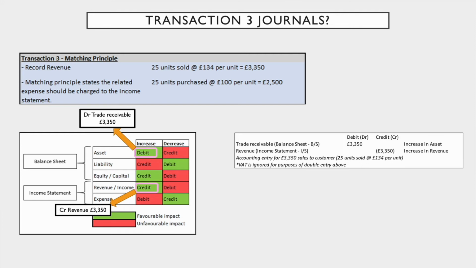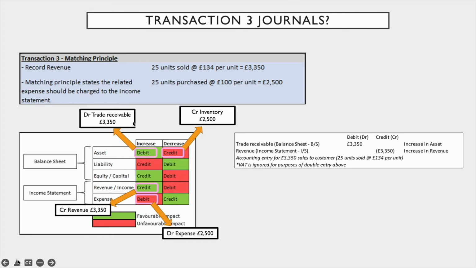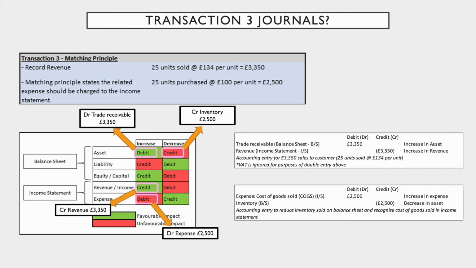And then recognise the corresponding cost, so the 25 units at £100. So we have to recognise the cost and then the reduction in the inventory. To recognise the cost is an expense. So we're going to increase an expense, which is a debit. So we're going to debit the expense £2,500, and then we have to reduce the asset here because we've sold inventory. We want to reflect that in the books of the business. So we're then going to credit inventory £2,500. And you'll note here our debits are equal to our credits, and that should always be the case in accounting. So the journal for this cost element of this transaction is set out here: debit expense or cost of goods sold £2,500, and then credit inventory in the balance sheet. So those are the journals for transaction 3.